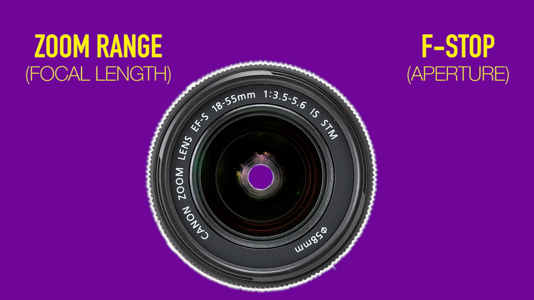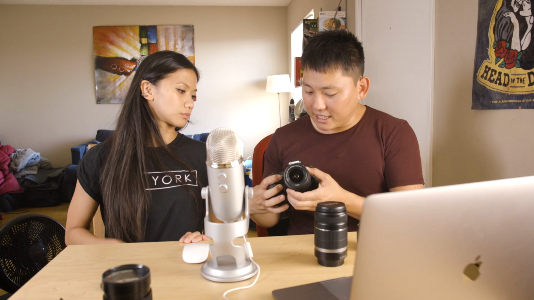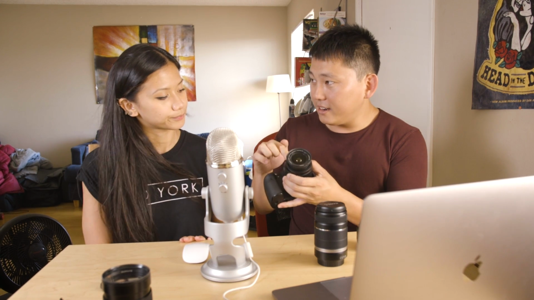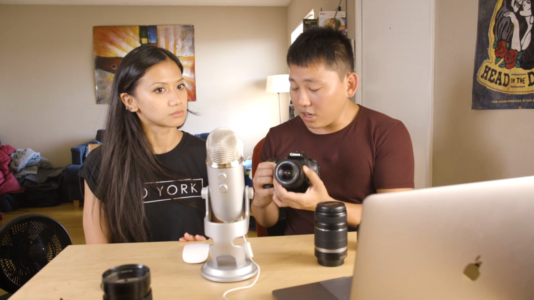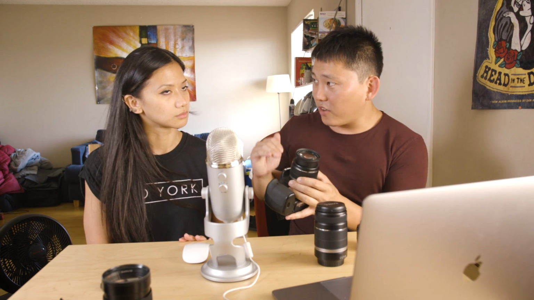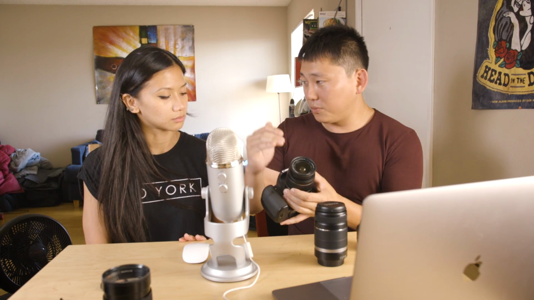Here you can see there's your focal range. You see that 3.5 to 5.6. Let's say you're zoomed out all the way. Then your lowest f-stop is going to be a 3.5. And then if you're zoomed in all the way, it can't go all the way to 3.5 anymore. It can only go to 5.6. So that's the lowest you can bring your f-stop to.